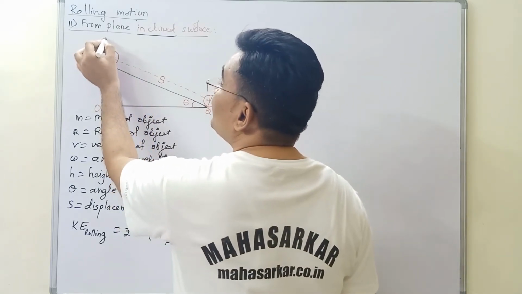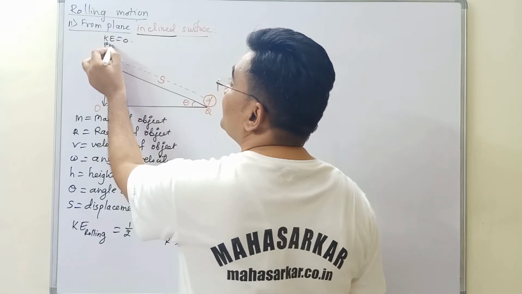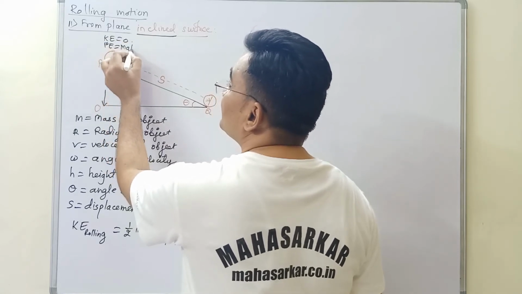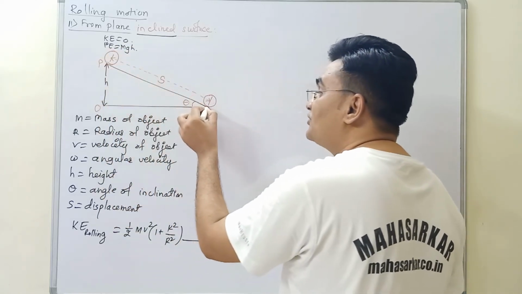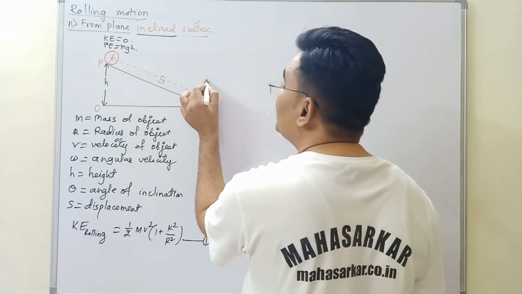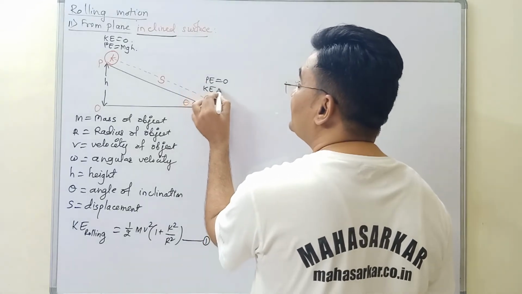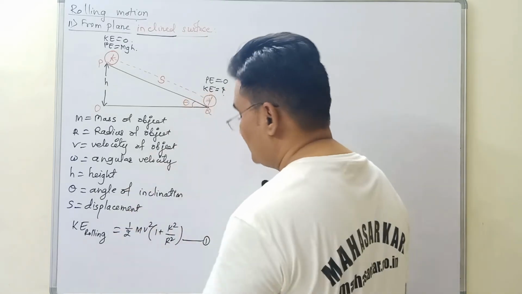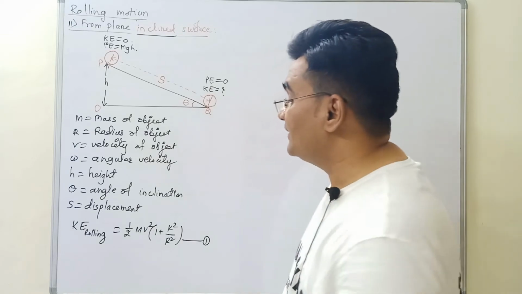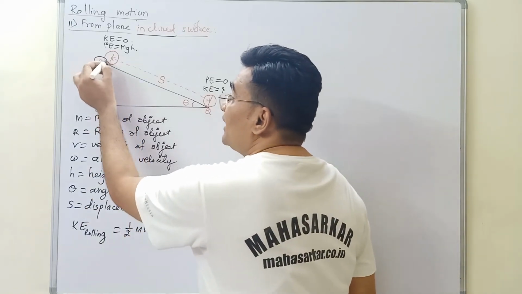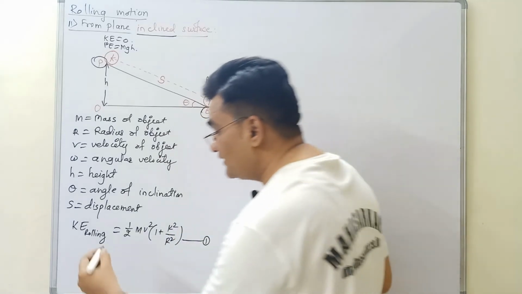So when it is at rest, its kinetic energy is 0 and its potential energy is equal to mgh. When it rolls down, it gains kinetic energy and reaches point Q. When it reaches point Q, potential energy is equal to 0 and kinetic energy is equal to this one from equation 1. Okay. So according to conservation of energy, total energy at point P should be equal to total energy at point Q.